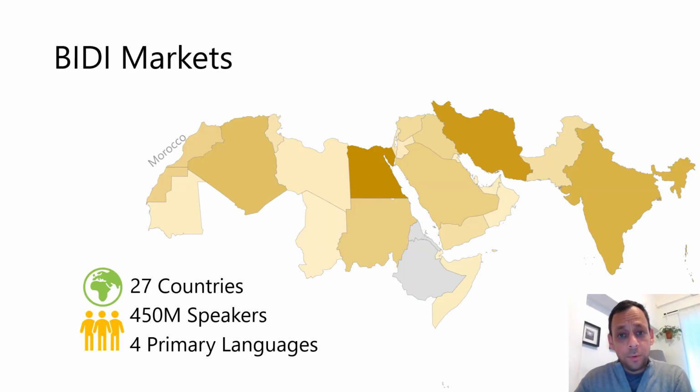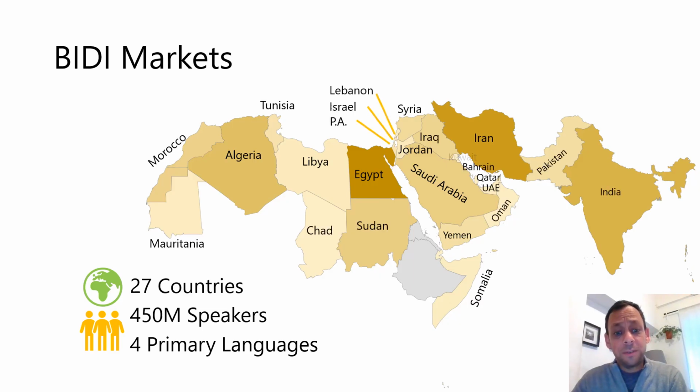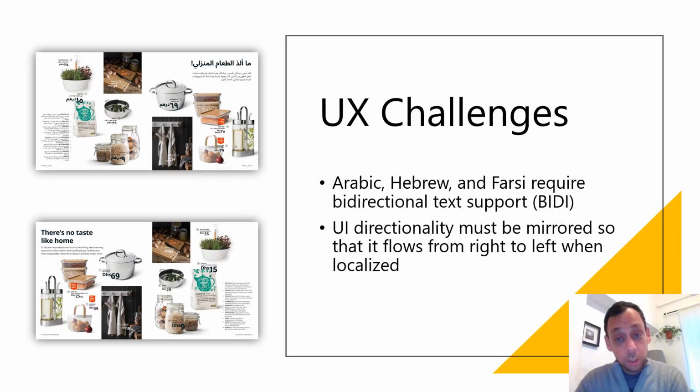I always like to start off with a quick overview of the BIDI market. The BIDI market is quite large. It's 27 countries, 450 million speakers, and four primary languages. So when it comes to UX challenges, designers and developers have to take into consideration two main elements. The first has to do with the fact that Arabic, Hebrew, and Farsi require bidirectional text support. That's the ability to read and write text from right to left, but also read and write text from left to right. The second element has to do with the UI layout. For bidirectional languages, the UI layout has to be reoriented or mirrored so that it flows from right to left.